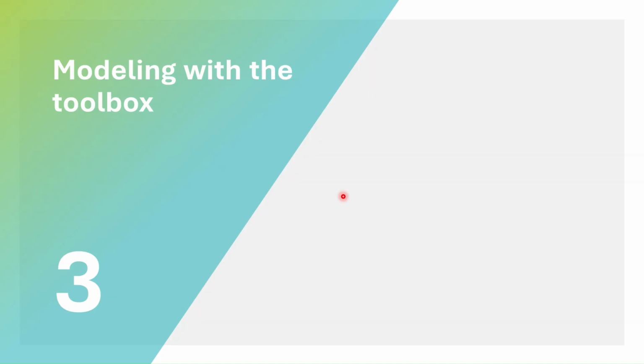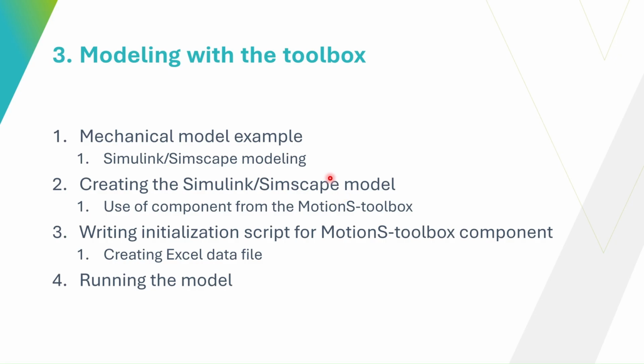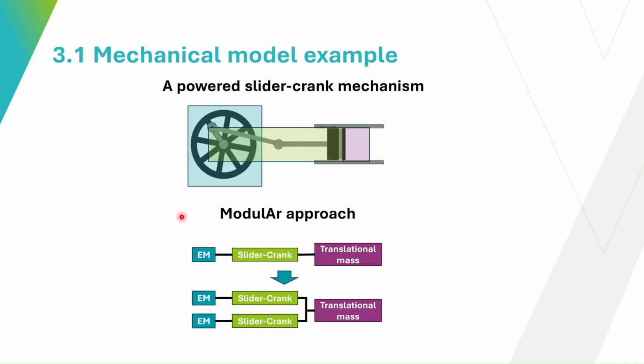So now that our modeling environment is ready, we can start to make models using the toolbox. For that, I will first explain the small mechanical example we will use within that tutorial and how to model it using the Simulink Simscape environment. Then create this model, and we will use a component coming from the Motion Toolbox. After that, we will see how we can initialize the component coming from the toolbox using Excel data files. And finally, we can run this simple model.